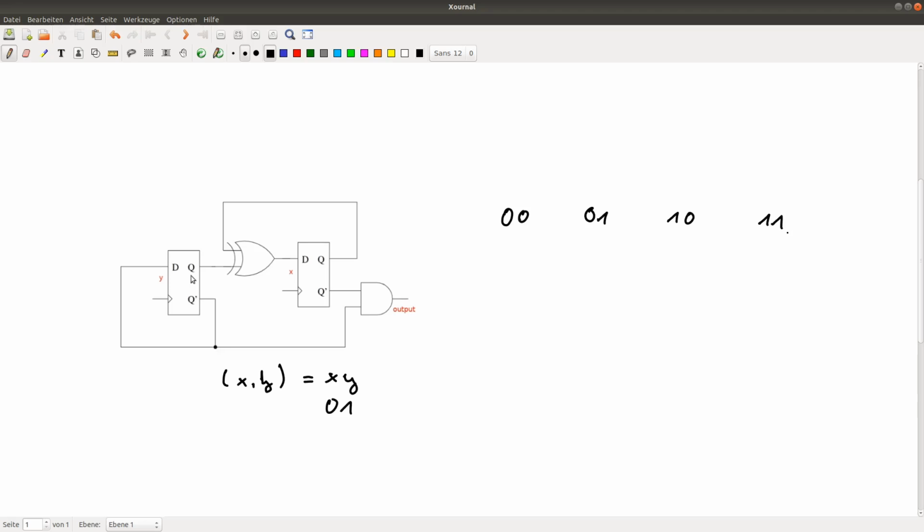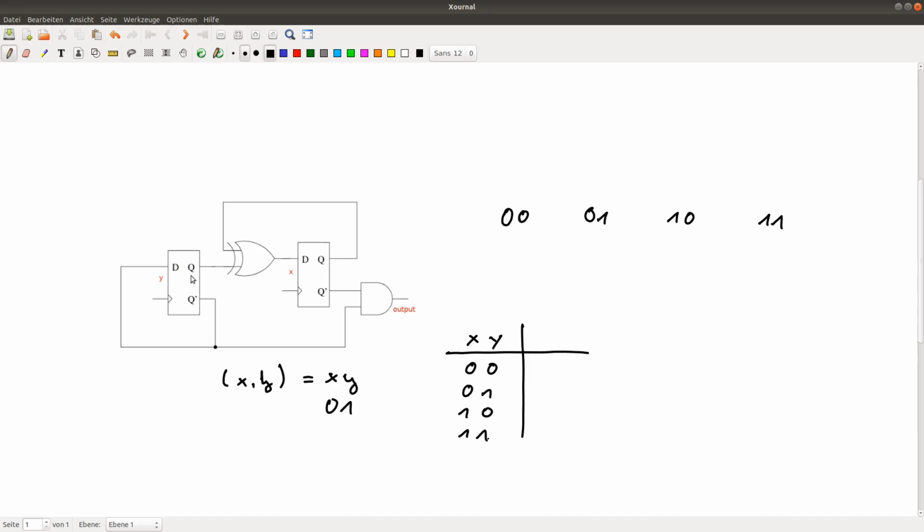And the question now is, how are these states connected by the transitions? For that purpose, we do a truth table. On the left-hand side, we have all possible values of X and Y. So we have 0, 0, 0, 1, 1, 0, and 1, 1.